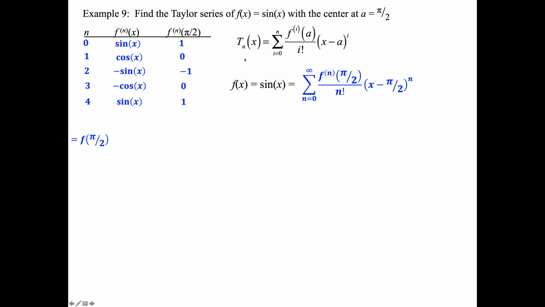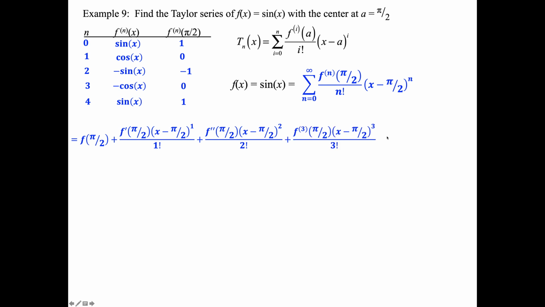So let's start to fill in our terms. So f of pi over 2 plus f prime of pi over 2 times x minus pi over 2 to the first over 1 factorial. Then plus f double prime of pi over 2. We just fill this out according to our formula here. And we'll list out those terms, and now let's plug in the values.